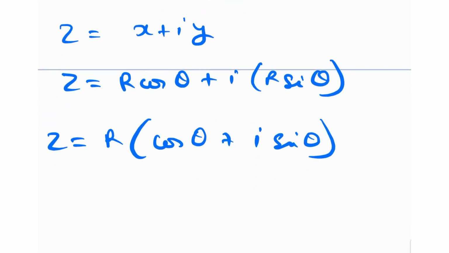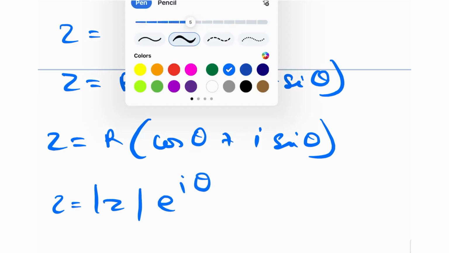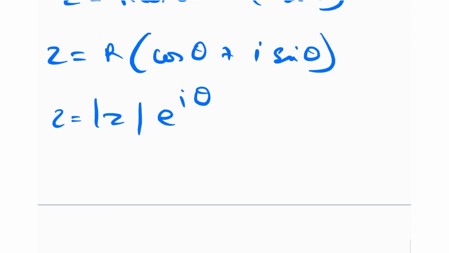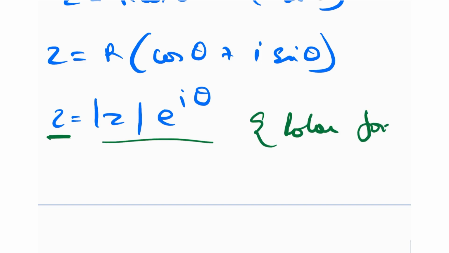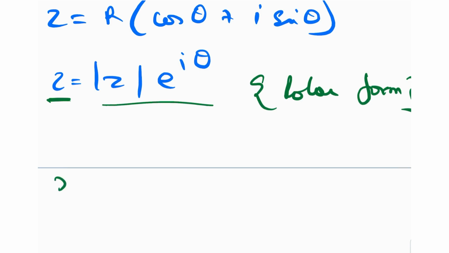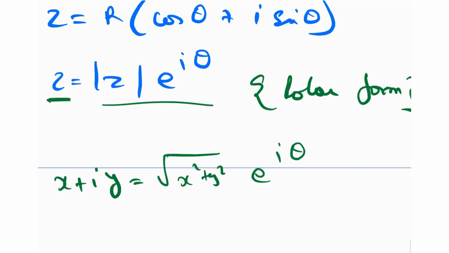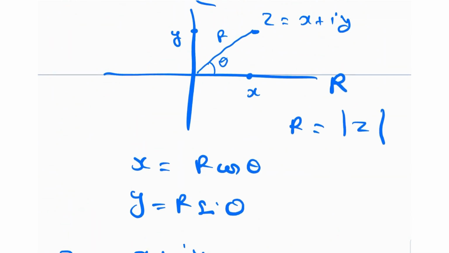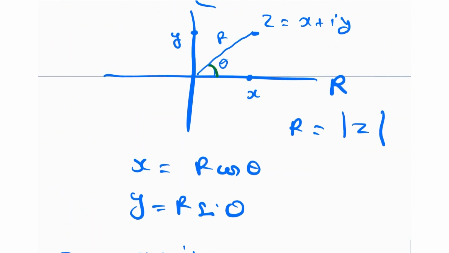Now what was r? r was the modulus of this complex number z, and cosine theta plus i sine theta is e raised to the power i theta. So do you notice what we've done here? We've taken any complex number z and we've converted it into this form, which is called the polar form. Right? So effectively, x plus iy can be represented as the modulus of the complex number z, which is nothing but the square root of x squared plus y squared, times e raised to the power i theta, where theta is this angle like we talked about.